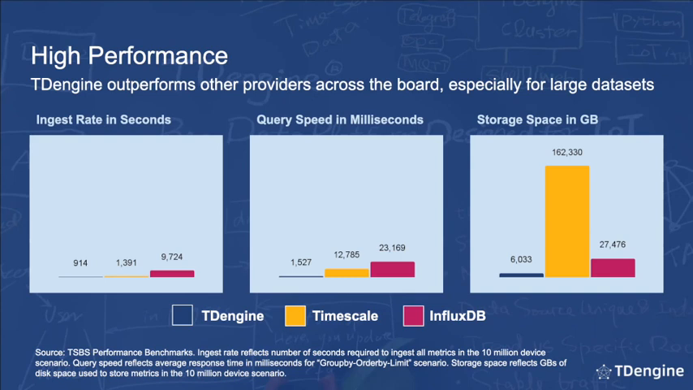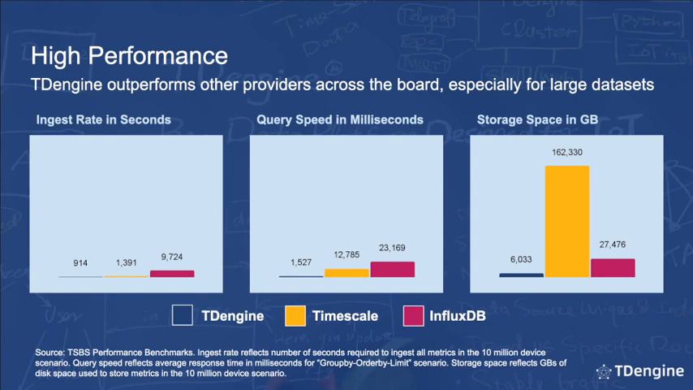In terms of ingestion rate, we're about 10 times faster than some of our competitors. In terms of querying speed, with complex time series based queries, we're about 20 times faster. And that can make a really big difference if you have a very large data set and complex queries. You want them returned in milliseconds, not in minutes.